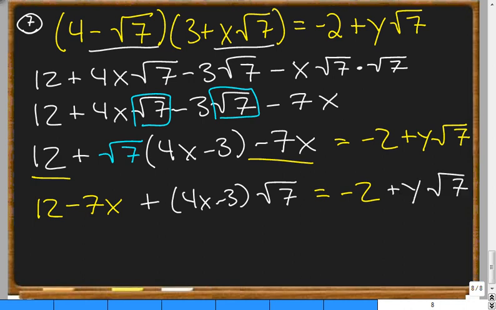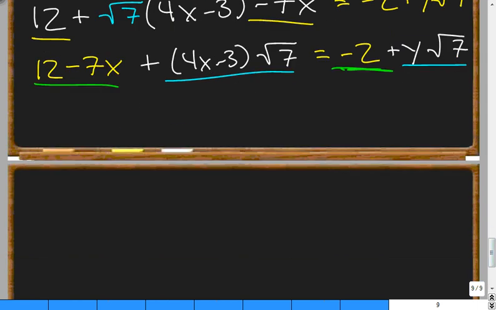So I can make some relationships now. I can see that this is just some term with no square root of 7 attached to it, so I'm going to match it up with that. And then I'm going to have this match up with that. So I can make these different relationships linked together for myself. I can say, in the green, that 12 minus 7x equals negative 2.